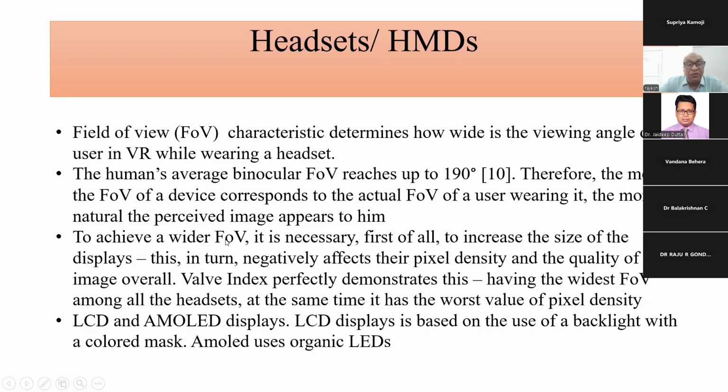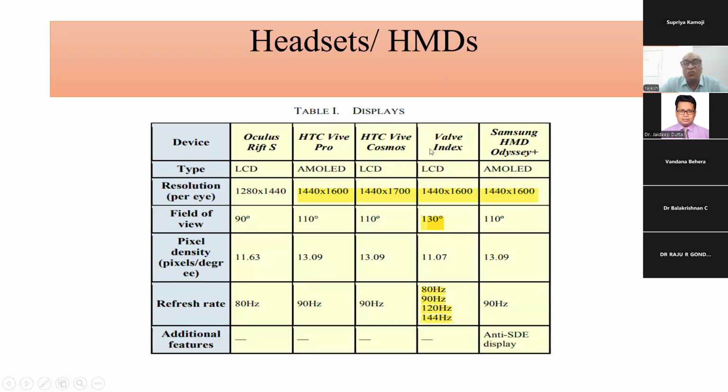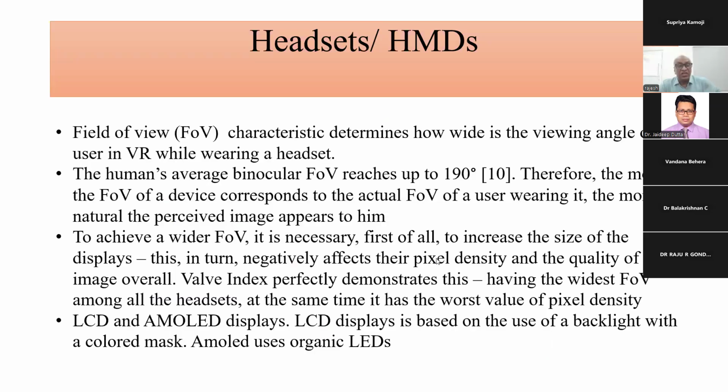Okay, if I want bigger FOV, I need to increase the display size. If I increase the FOV, the pixel density will be decreasing, and the quality of image overall will be affected. So you need a kind of trade-off depending on what you want. And if you look at this table, we had mentioned that also, like Valve Index is an example where field of view was increased while pixel density was compromised, and refresh rate has a manual setting wherein you can go from 80 to 140 hertz. That's what is being mentioned here also.